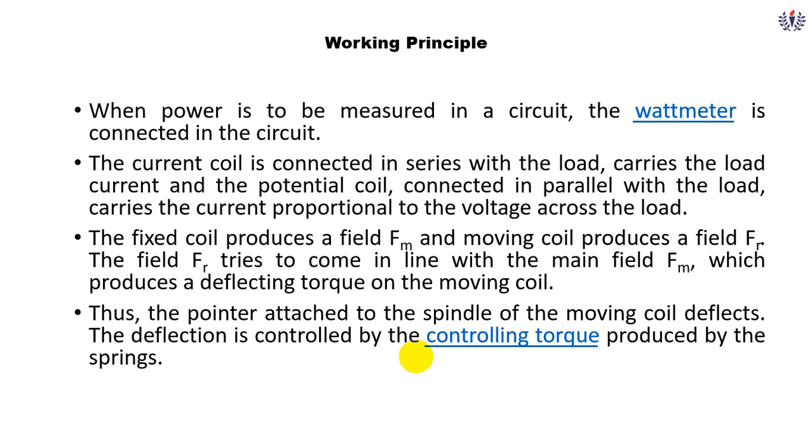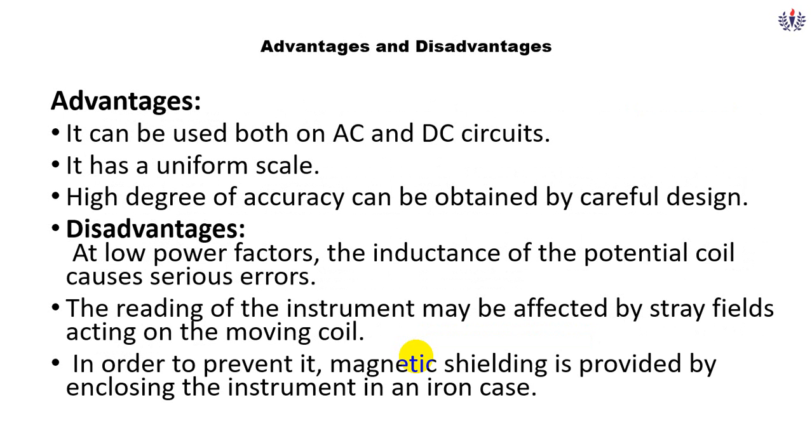So there are two forces that will be produced, Fm and Fr. Fr tries to come in line with Fm, the main field flux, so that we get a deflecting torque and the moving coil moves, and the pointer deflects proportionally to the voltage and current values. The net torque produced will be VI cos phi, and it is controlled by the controlling torque, which is produced by the springs.